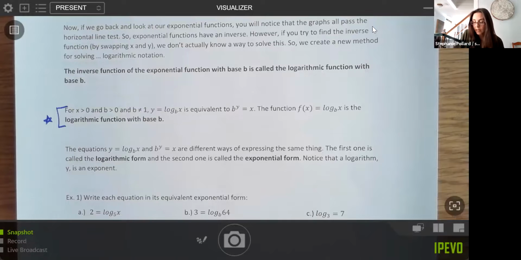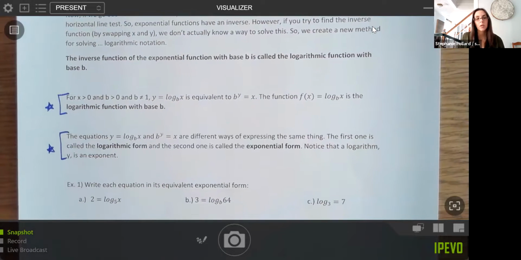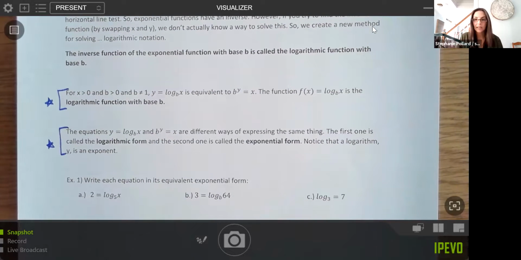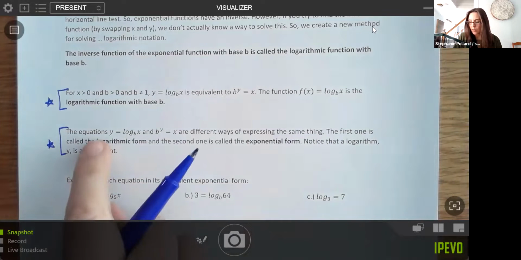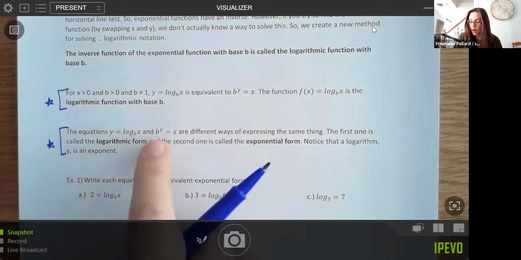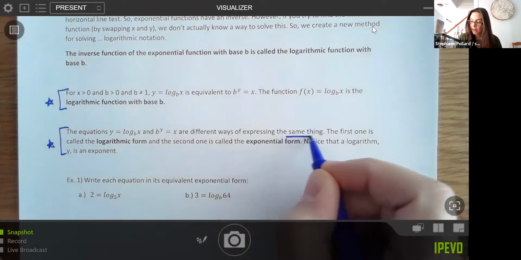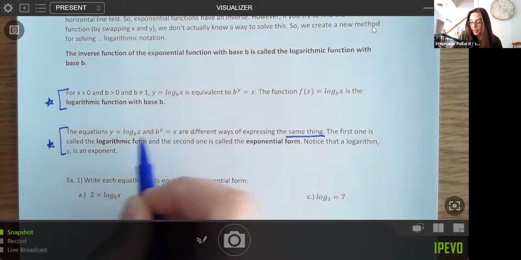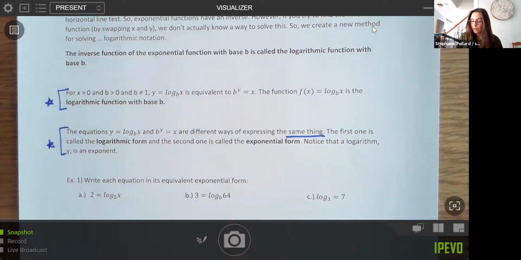Now, I want to clarify that this is new notation. It's a different way to express an exponent. So the equations y equals log base b of x and b to the y equals x are actually different ways of expressing the same thing. Here, the b's would be the same, the x's would be the same, the y's would be the same. The first one is called the logarithmic form, and the second one is called the exponential form.